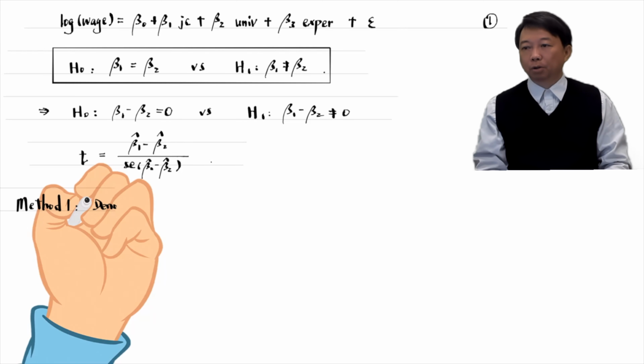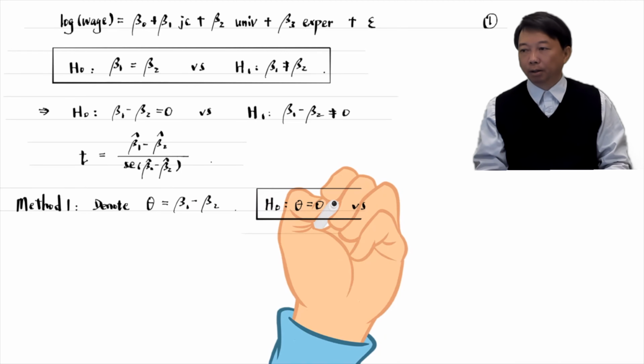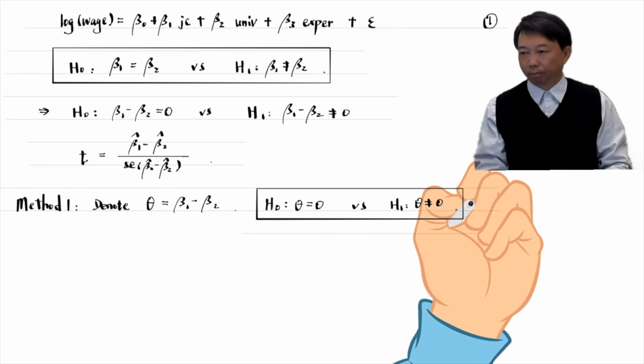The first method to obtain the t-statistic is to define a new parameter and rearrange the model. We denote a new parameter, theta, as the difference between beta 1 and beta 2. The null hypothesis becomes theta equals 0, and the alternative hypothesis becomes theta does not equal 0. That is a familiar form of the hypothesis for a single parameter test.